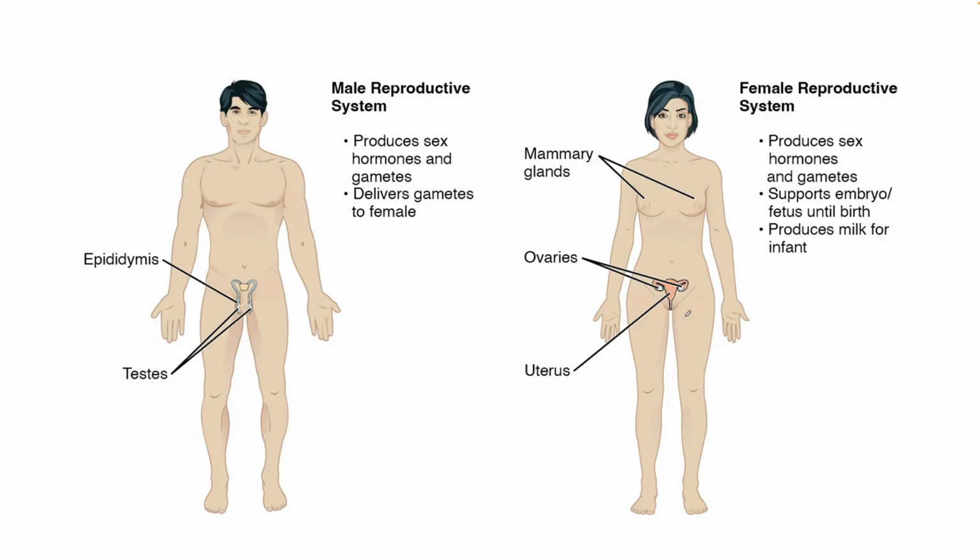We have the reproductive system. So the point of a reproductive system is really to produce the sex hormones that make the person male or female. So those characteristics. Also to produce gametes. So what is a gamete? A gamete is a sex cell. So the male gamete would be the sperm, and the female gamete would be the egg. Now the female also is going to have the uterus, which then is going to support the growing fetus and produces milk to feed the baby.